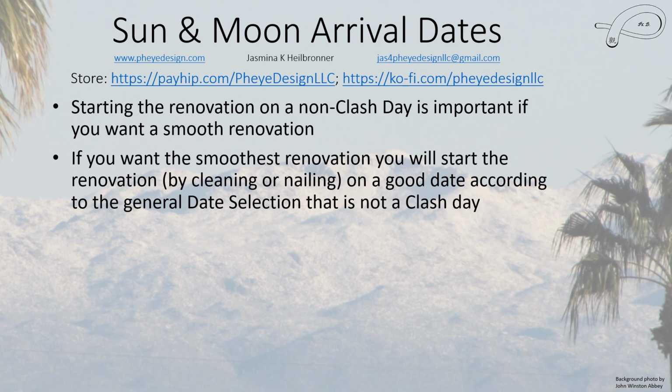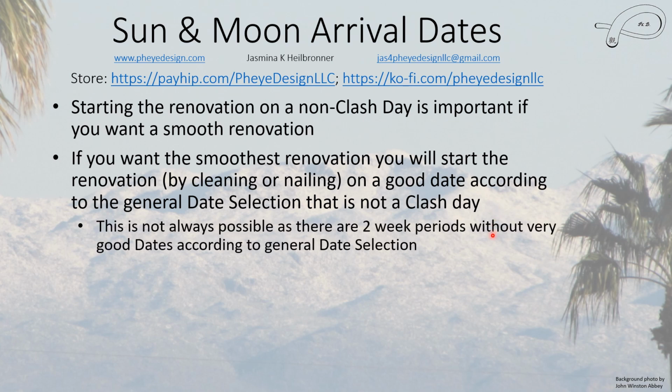Now, if you really want the smoothest renovation, which depends on how serious the renovation is, if it's not major, then only certain things can go wrong. But for the smoothest renovation, you want to do that cleaning or the nailing or whatever on a date that's good according to general date selection and is not a clash day for the people in your house. That will give you the smoothest possible renovation. But that's not always possible because there are 2 week periods without any really good dates.